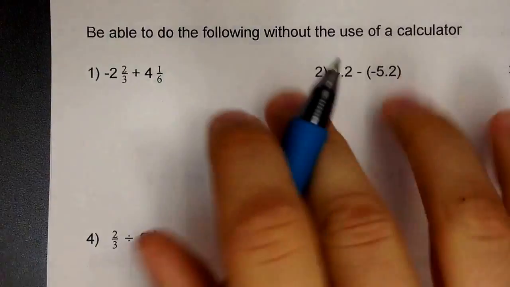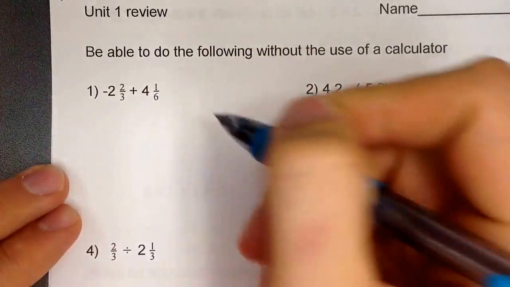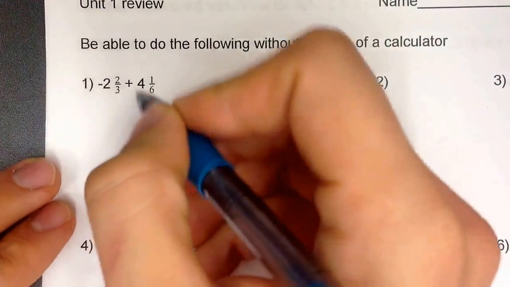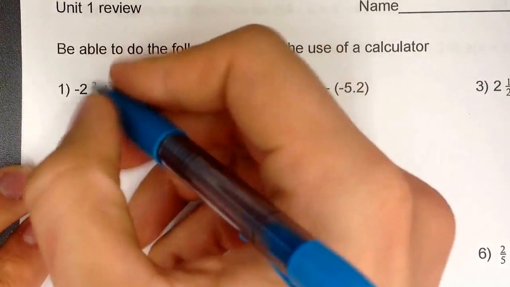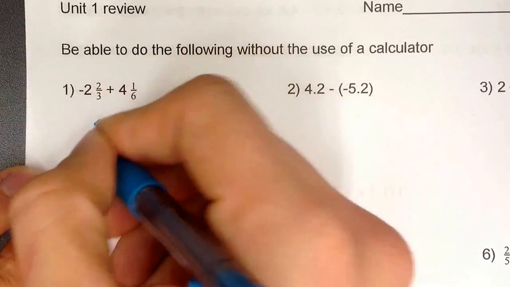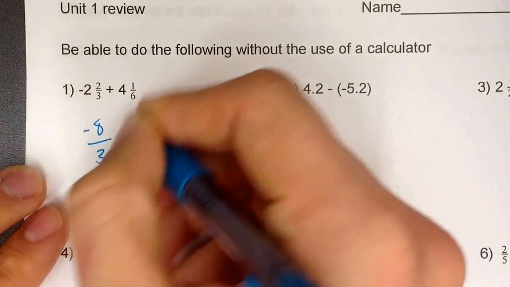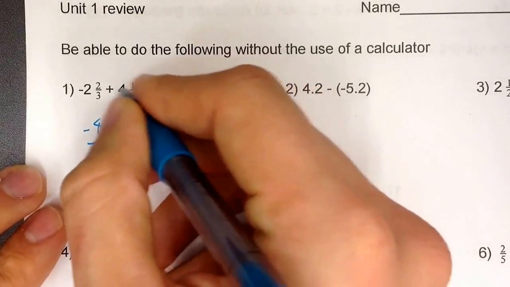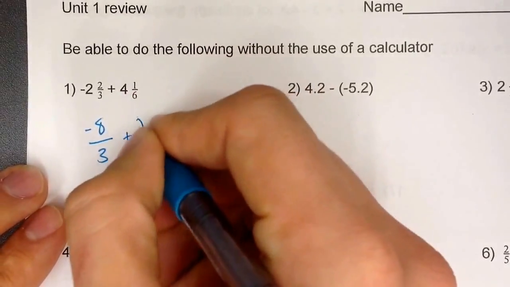All right, so for our first problem, what we need is our fractions to match, and we need them in mixed number form so that we can push it across. We're going to take 3 times 2 is 6, 2 more than that is 8, so we'll have negative 8 over 3. 4 times 6 is 24, so I have 24 sixths plus 1, 25.